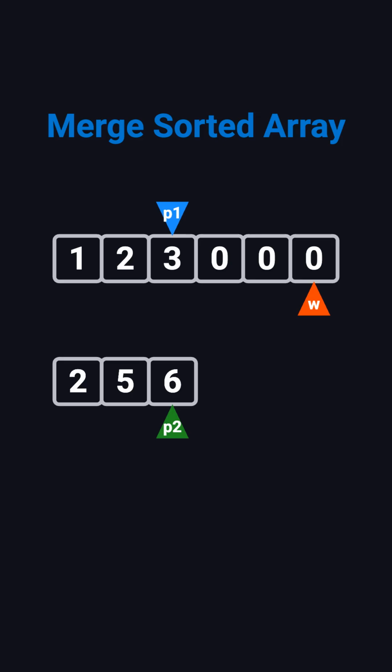Each time, we compare the numbers at P1 and P2, place the larger one at the right position, and move the corresponding pointers backward. Repeat this until all elements from the second array are merged.